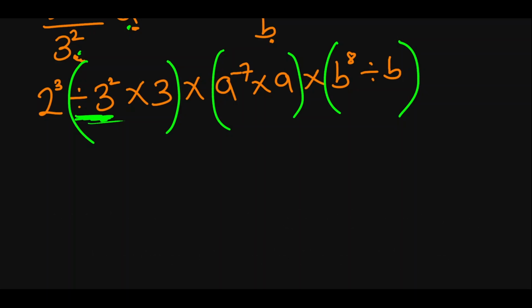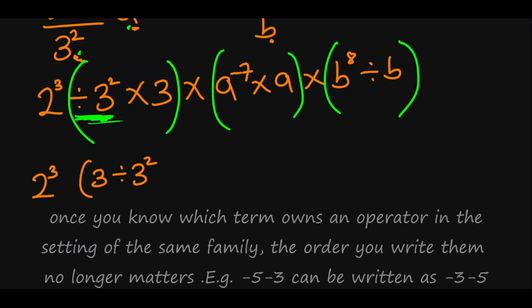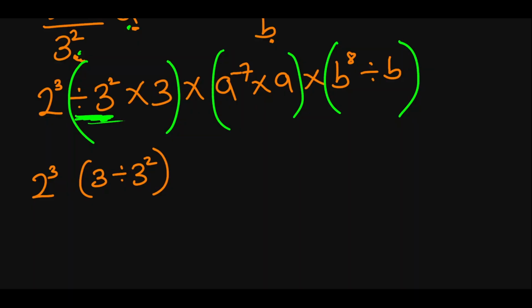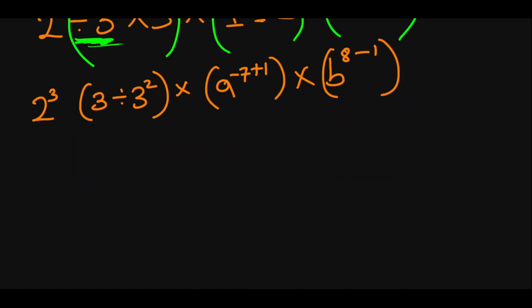So now we want to apply the laws again. So this gives us 2 raised to power 3. Then in this bracket, I'm going to rewrite this as 3 divided by 3 raised to power 2, just so that the division sign can come forward and it will look like something familiar with the laws. Then multiplied by a raised to power minus 7 plus 1, because this is the same base. Multiplication is plus when you're adding the powers here. Then times b raised to power 8 minus 1, because this is same base and they are dividing. I'm taking my time to do it this way because we are still learning. But over time we won't have to start writing the steps like this.